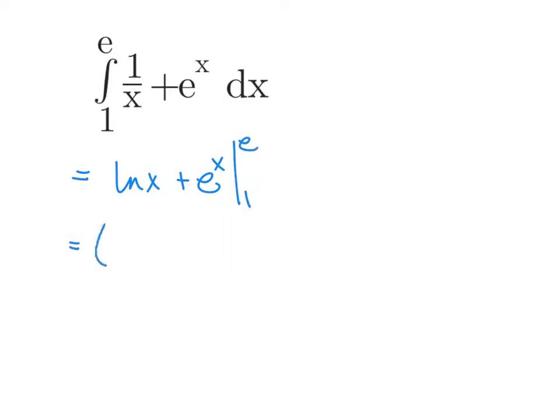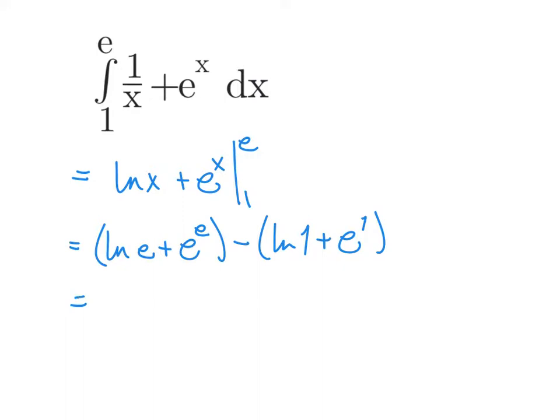That's going to mean plugging in e first, natural log of e plus e to the e. And then we plug in 1, natural log of 1 plus e to the 1. And simplify. Natural log of e is 1. e to the e, even though it looks weird, it's still a number, and we'll leave it there. Natural log of 1 is 0, and e to the first is just e. So our expression will simplify down to 1 plus e to the e minus e.